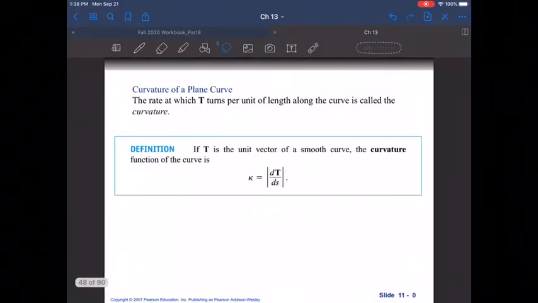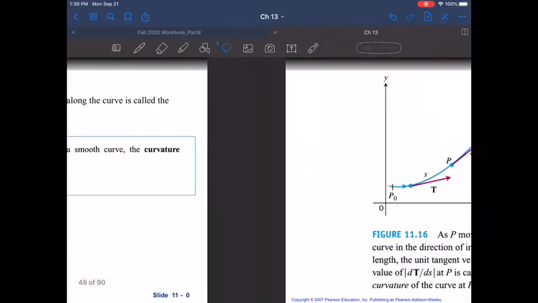And so, what we're going to do here is the curvature of a plane curve. We're going to call this the rate at which T turns per unit of length along the curve is called the curvature. So remember, T was our tangent unit vector here, and what we're going to do is look at the rate at which it changes. So as we go along the curve, how fast it's going to change. So this page is basically just our little definition of it, and it's just dT/ds. So how fast does it change as we move along through the position here?